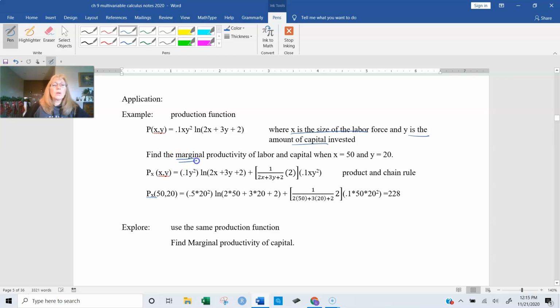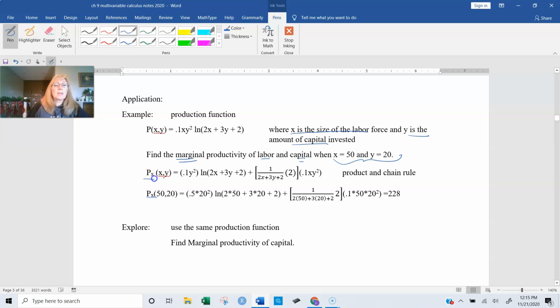Again, that word marginal productivity, which means I have to find the first derivative, and capital. Okay, labor we're going to do together. Capital, you're going to do the exploration of, at when x equals 50 and y equals 20. So I'm going to do labor with you.